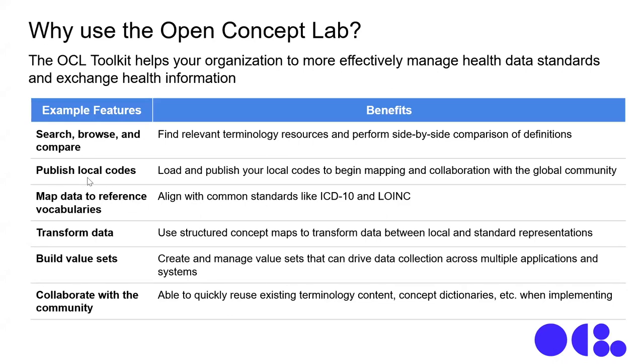So I will talk a little bit about these as we go through the demonstrations. Additionally, some example features: you have your own local content, your own mappings and things like that, and you want to go ahead and publish those. OCL supports that. And if you have your local content, you can map those to reference vocabularies like ICD-10 and LOINC and CL and all of those. There's also the ability to use those mappings to transform data so that you can keep it in your local representation, but also express it in a standard representation. OCL also allows you to build value sets so that you can, for example, make, let's say, a subset of labs that my people are commonly using, or an answer set that people are commonly using. HL7's gender codes were a good example of a value set that has four values in it that you might use as a pick list for a dropdown.